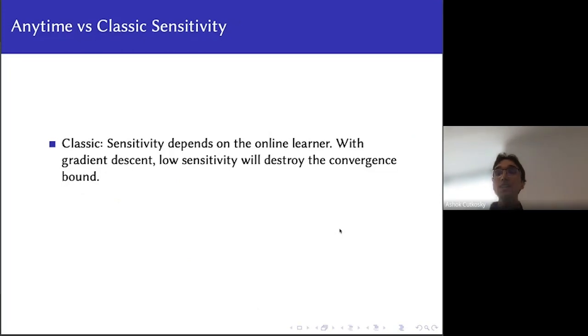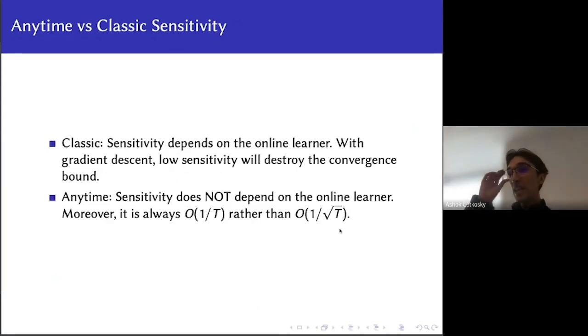To summarize, the classic online to batch has high sensitivity. The sensitivity depends on the learner itself, and if you try to make it lower, you'll destroy the convergence bound. The anytime one does not have high sensitivity. It has really low sensitivity that does not depend on the learner. And sensitivity is order 1 on T rather than order 1 on root T. So it's quite a bit lower, and quite a bit more robust. That's great, because low sensitivity means we need less noise to make things private. This gives us a clear wedge to drive to try to get a better privacy guarantee.